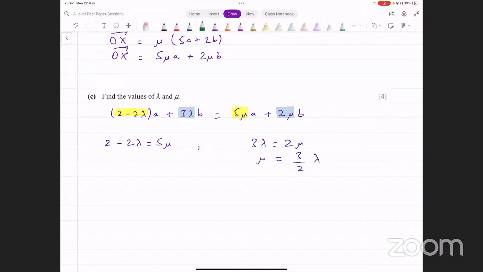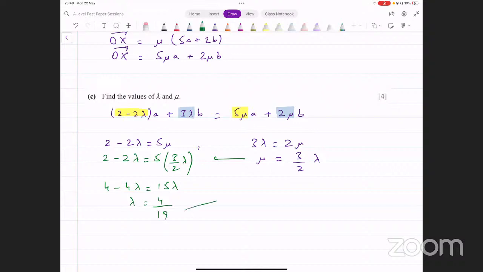We can put that in the other equation, and that will give us 2 minus 2 lambda equals 5 into 3/2 lambda. 2 को multiply कर दिया, that gives us 4 minus 4 lambda equals 15 lambda, and we have 19 lambda equals 4, and the lambda value is going to be 4/19.